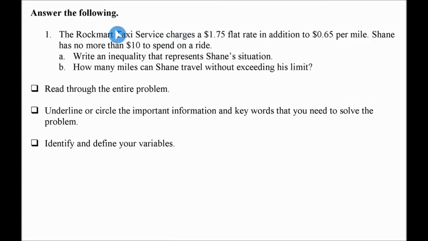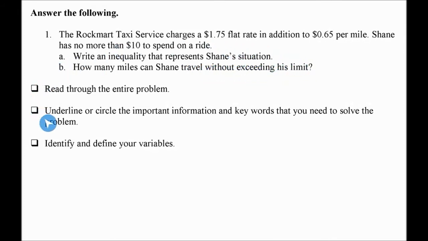Anyway, so the Rockmart taxi service, this fictional taxi service, charges a $1.75 flat rate, which means that no matter how far you go, you are going to pay at least a $1.75 flat rate. And then you get charged an additional $0.65 or 65 cents per mile added to that. Now, there's a problem here because we're limited to how far we can go, because Shane only has $10 to spend. So we have to figure out an inequality that will allow us to figure out how many miles Shane can travel without exceeding his limit.